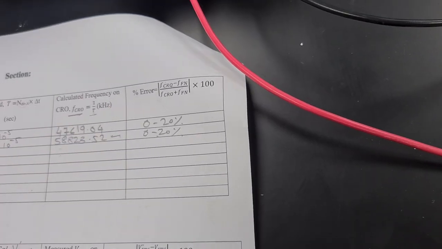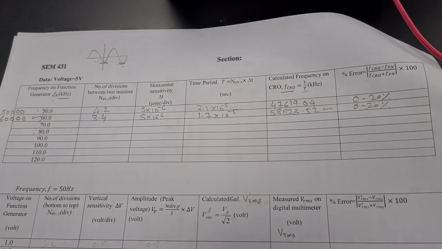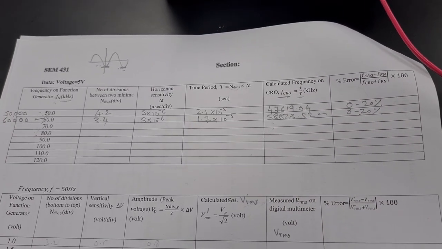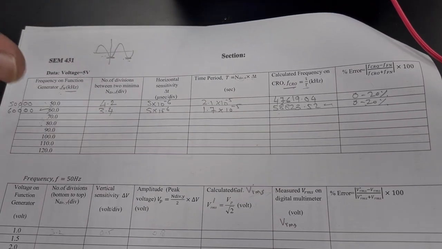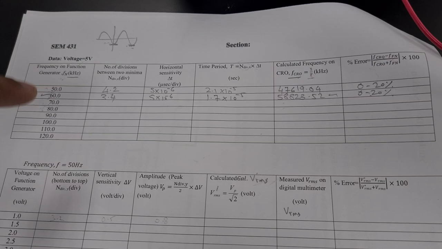Clear? So this table is just to understand how to find the number of divisions, how to find the time period, how to find the frequency. Clear? Okay, my dear. So this is the first table. This is the explanation for the first table. Now I'm going to explain the second table.